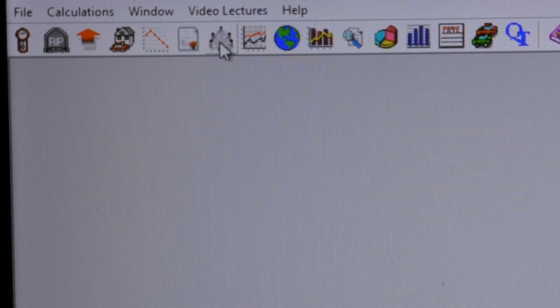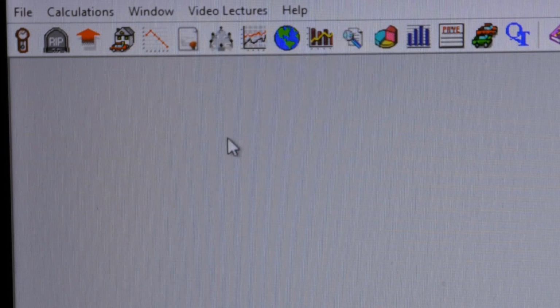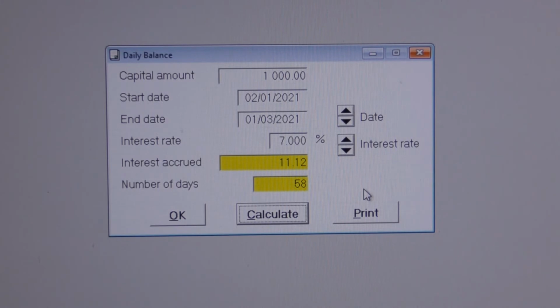This icon opens some banking calculations with 3 different banking calculations. The first calculator is a daily balance interest calculator. This is a calculator that people in finance use every day. In our example, we have an amount of 1,000 rand owing for 58 days from 2nd of January to 1st of March and at 7% interest. The interest is 11 rand and 12 cents.